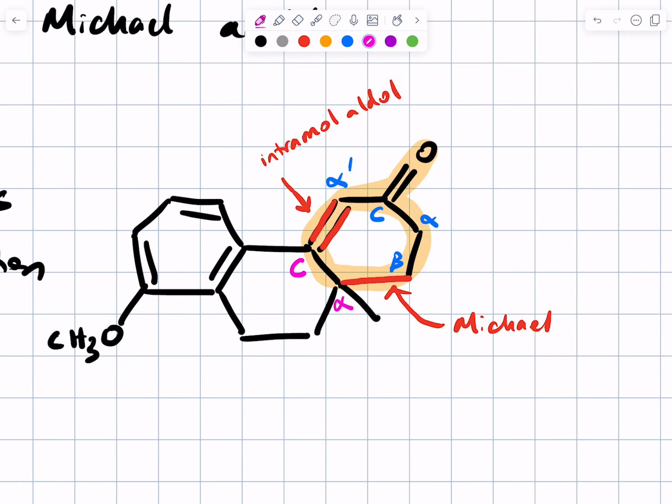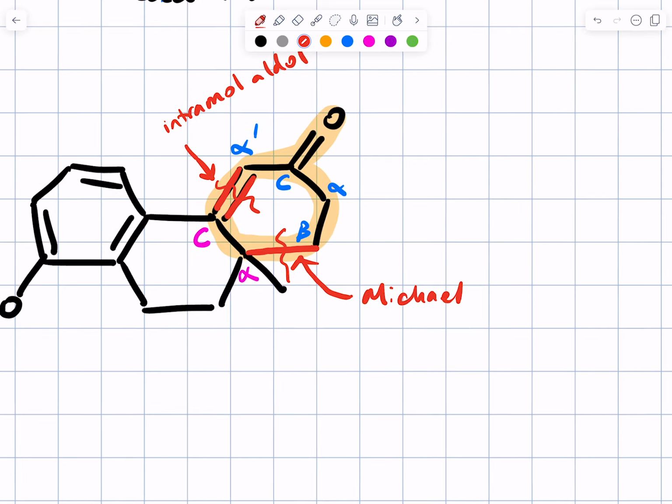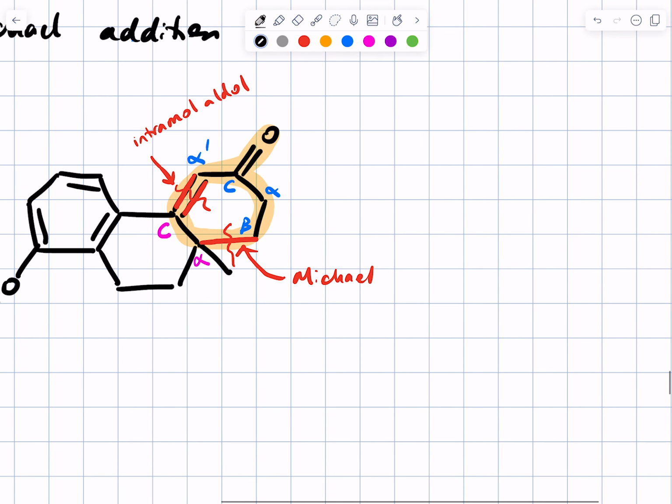Now we're almost done. It's literally almost done. We don't need to think too much more about how to do this. The red squiggly lines indicate the bonds that we made. So let's split the pieces apart. The blue portion now is my alpha beta unsaturated carbonyl.